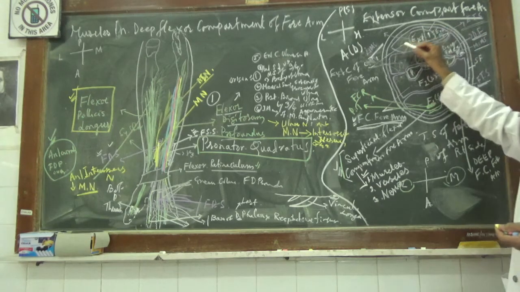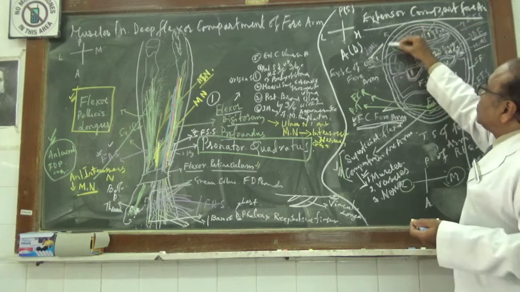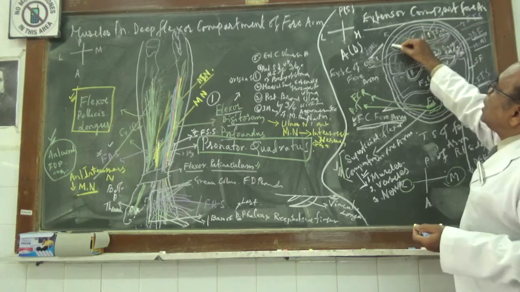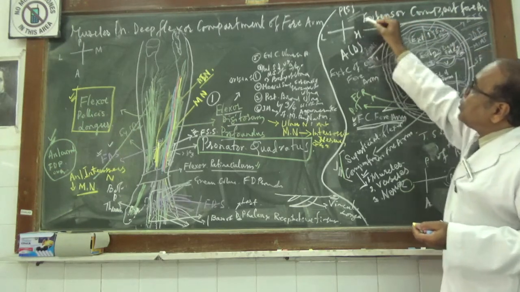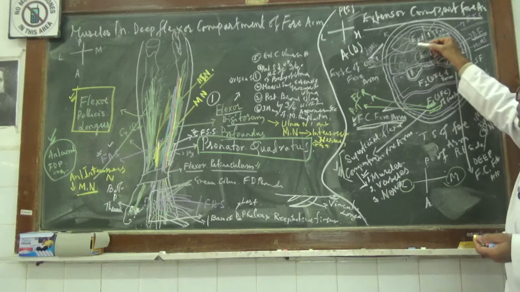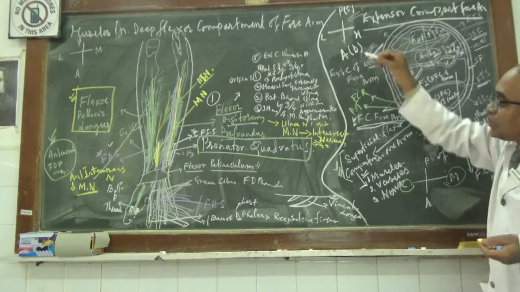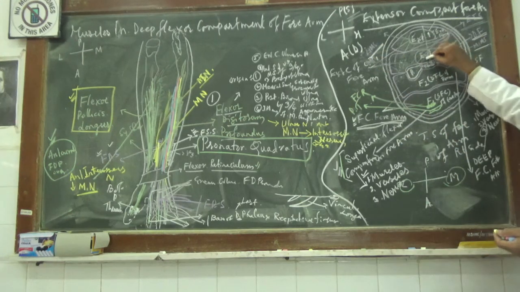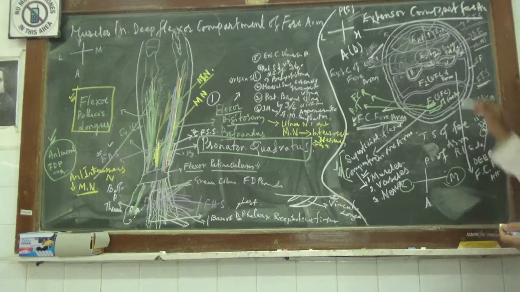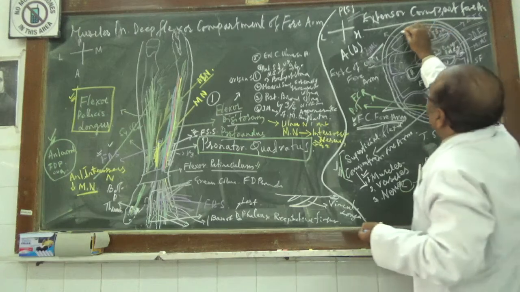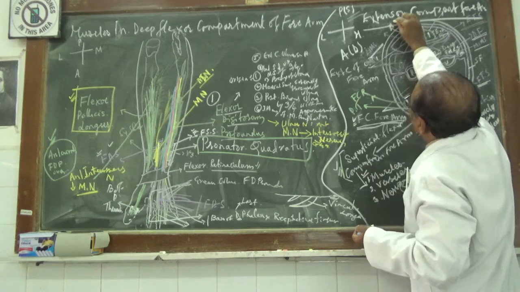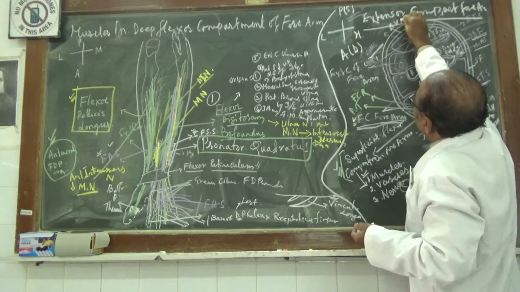So this fully under the cover may be taken as superficial, but the one in front of this is taken as deep. In this compartment you have got muscles, you have got vessels, you have got the nerves.